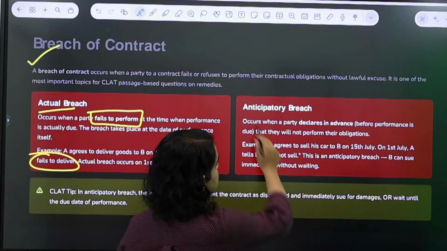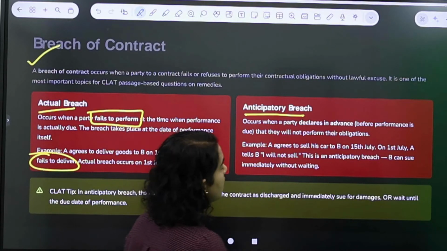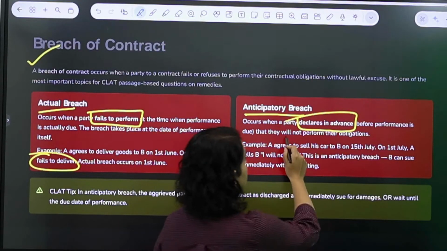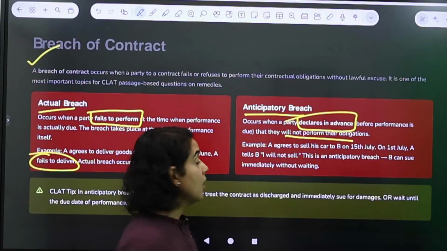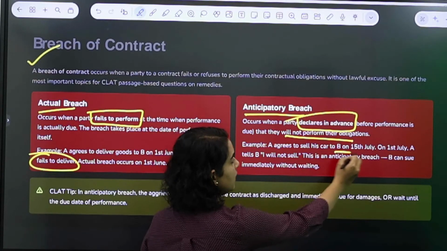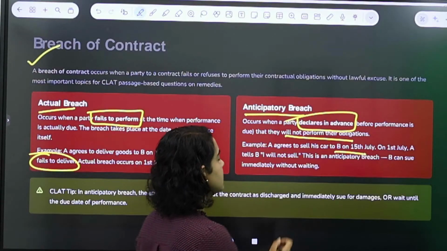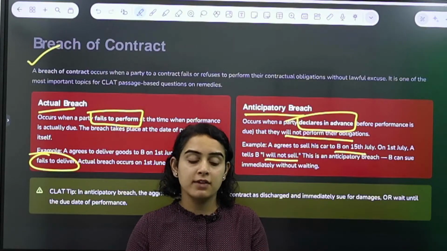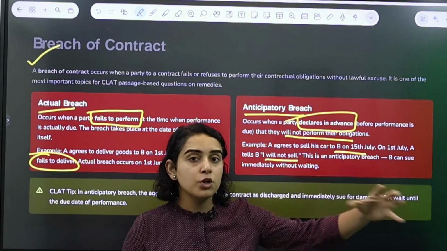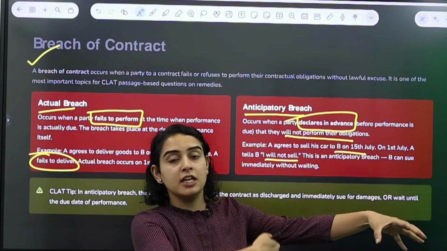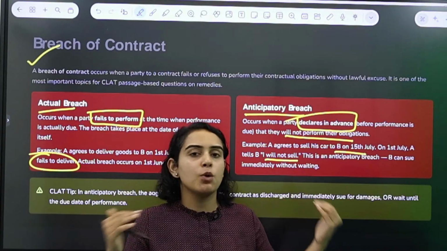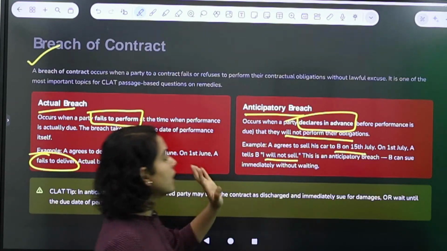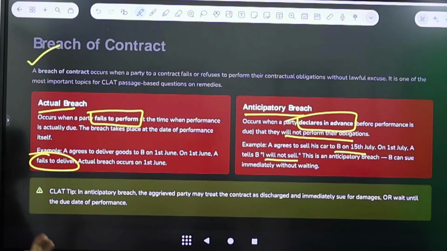Second is anticipatory breach. It occurs when a party declares in advance, before performance, that they will not be able to perform their obligation. For example, A agrees to sell his car to B on the 15th. On the 1st, he says, okay, I will not sell. This is an anticipatory breach. You have entered into a contract, but before you could perform it, you said, I do not want to do this contract anymore with you. That is an anticipatory breach. You can also sue the other person for the same.